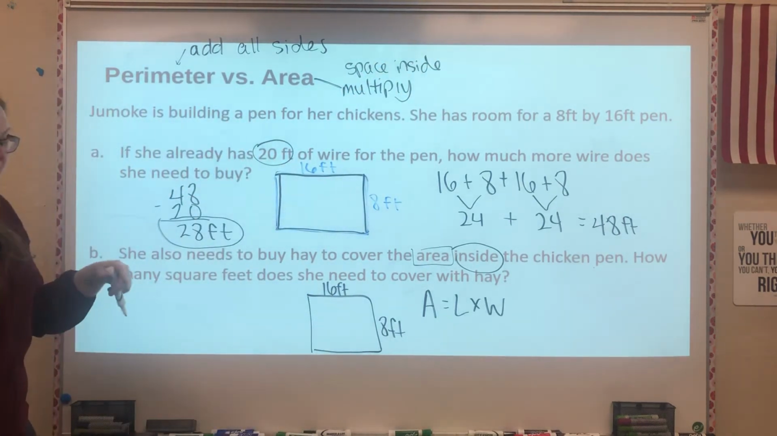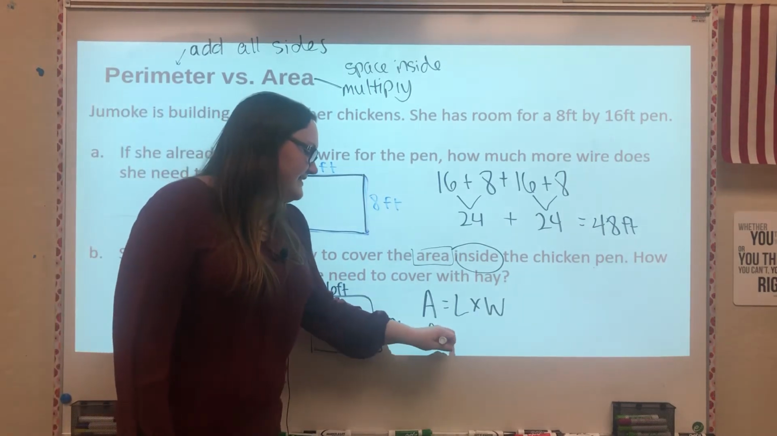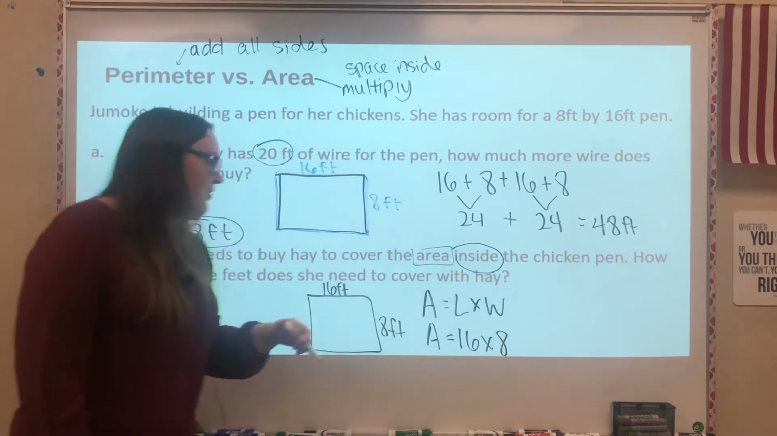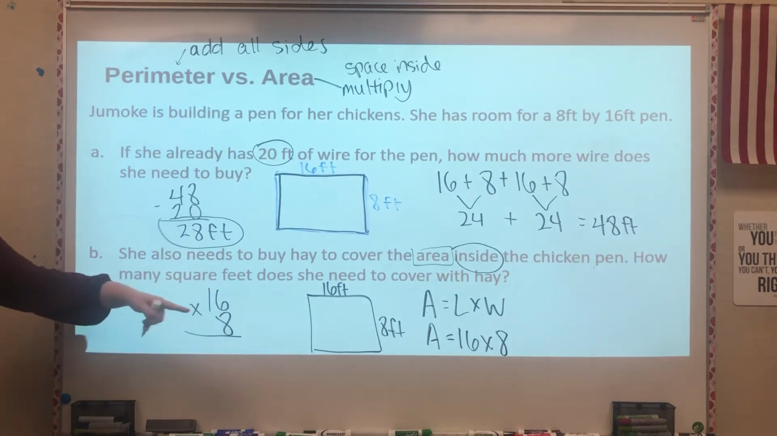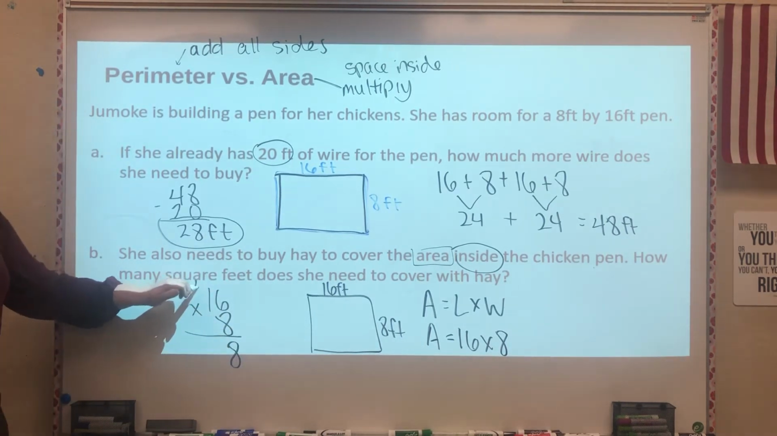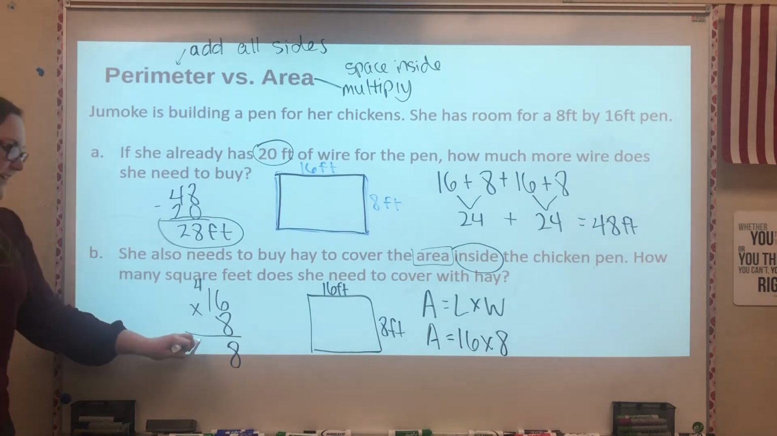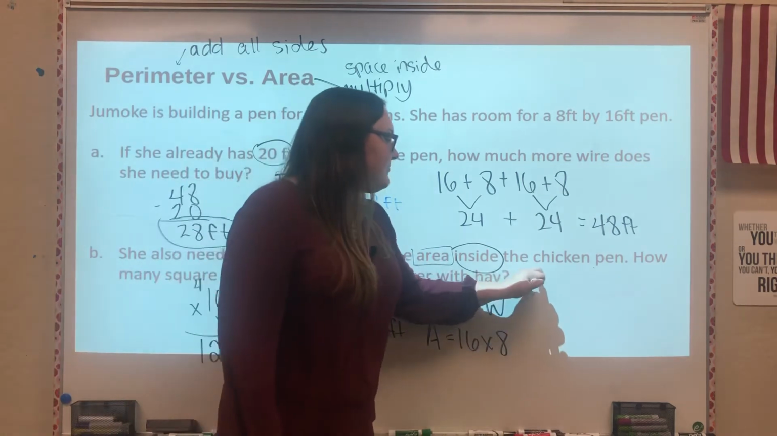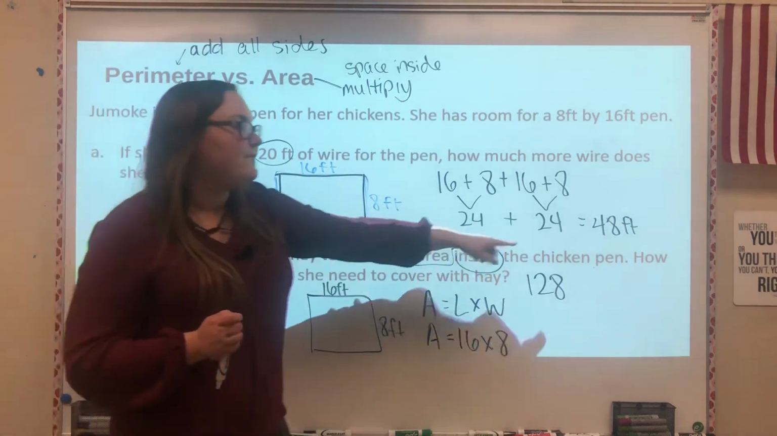So in this problem, what I would need to do to find my area is multiply our 16 times our 8. When I go to do that, 16 times 8, well, 6 times 8 gives me 48, so I carry my 4. And then 8 times 1 is 8, plus our 4 gives me 128. So to answer the question, how many square feet does she need? She needs 128.